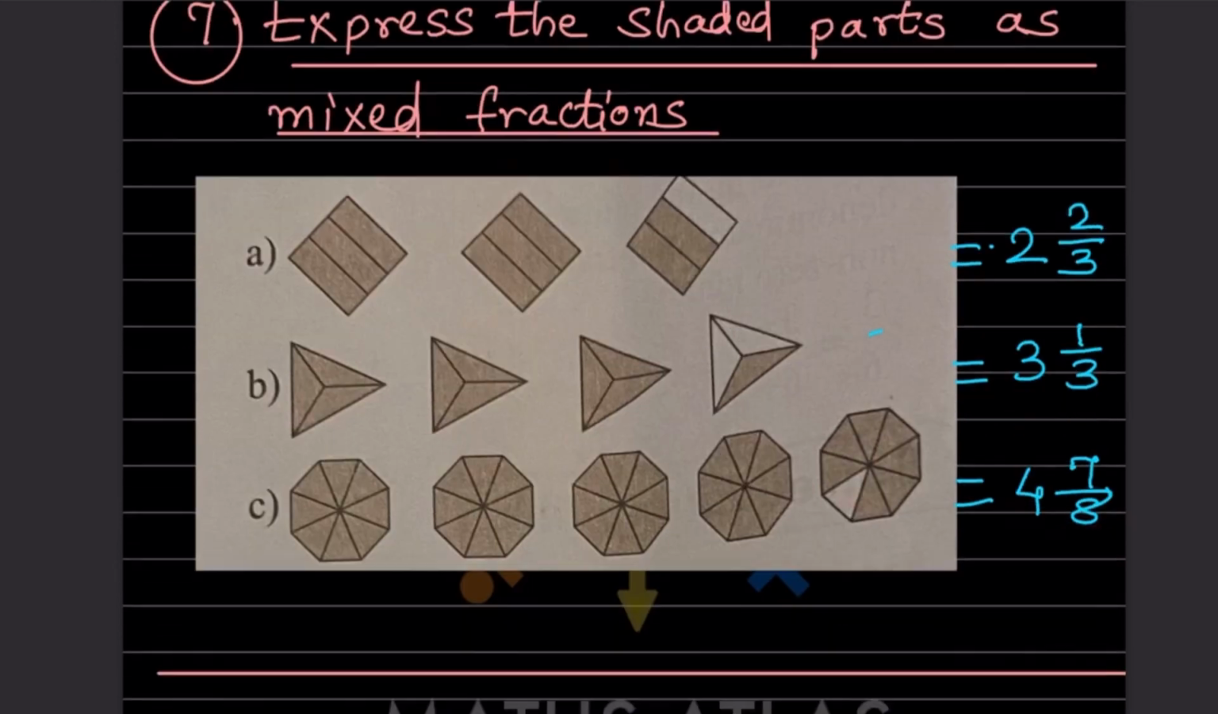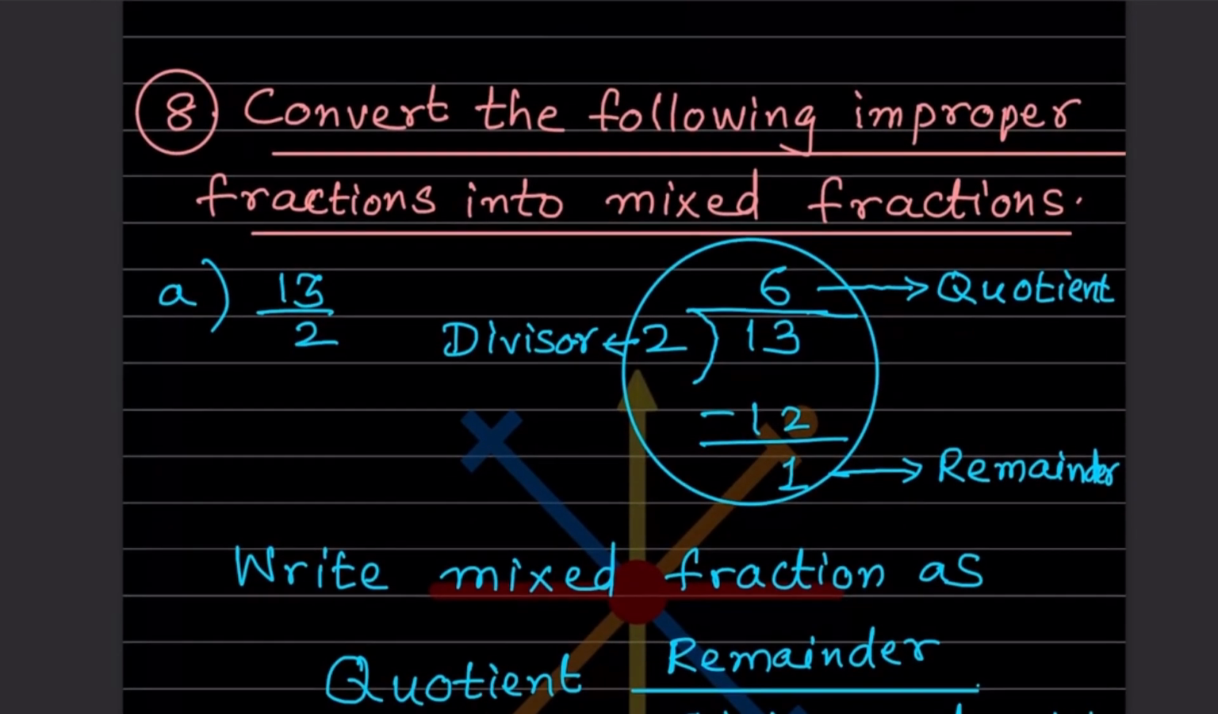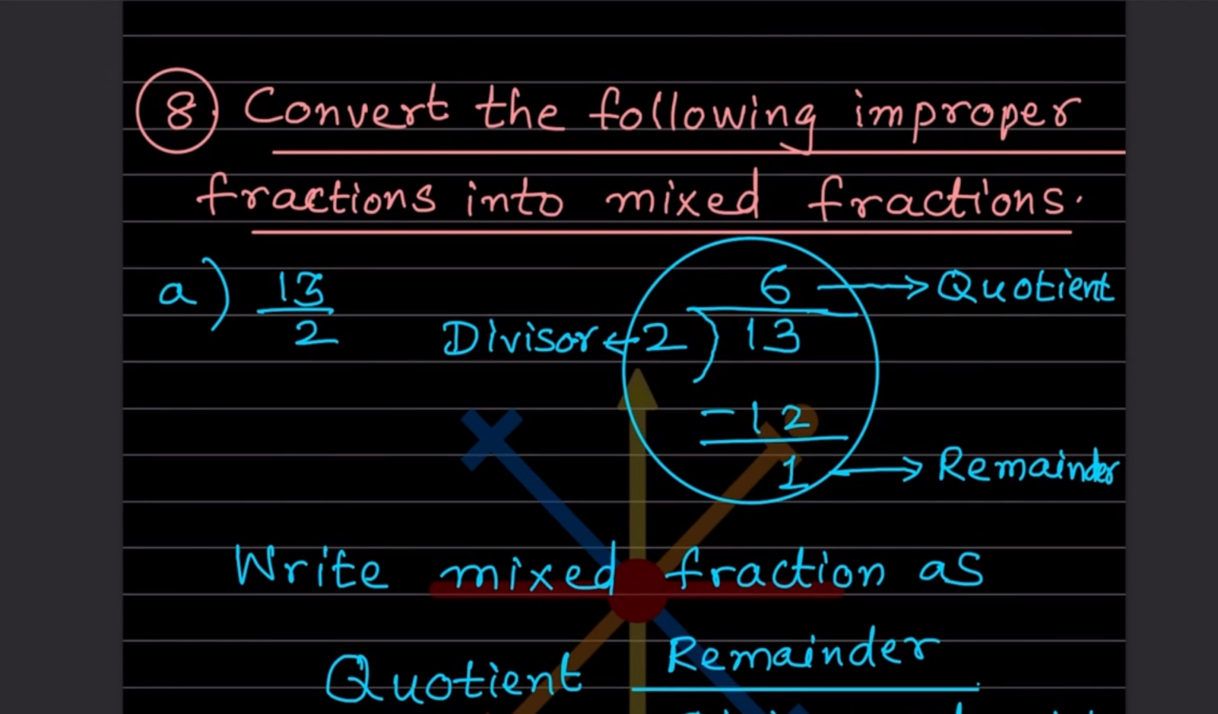Hope that is clear. The next one says convert the following improper fractions into mixed fractions. Now, as I told you, how to guess between the improper and the proper fraction. Improper means always the numerator is going to be bigger. Again, I repeat, numerator is going to be bigger than the denominator, and whenever we have such an improper fraction, we have to make it a mixed fraction. Now see here, 13 by 2. So what will I do here? 13 divided by 2. 2 sixes are 12 and remainder is 1.